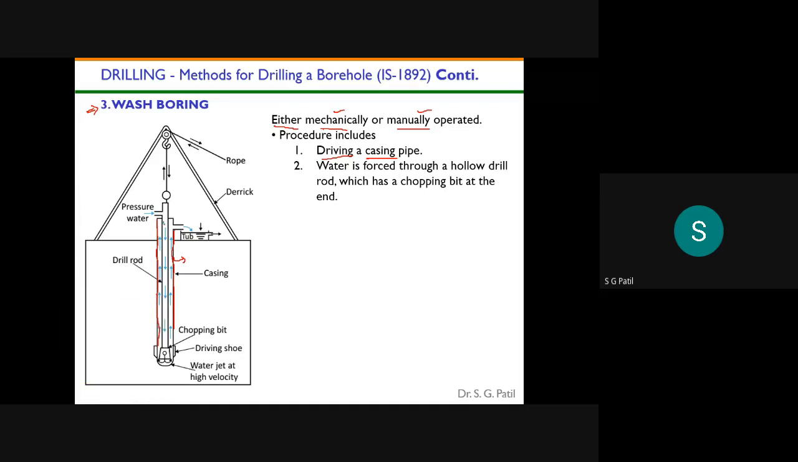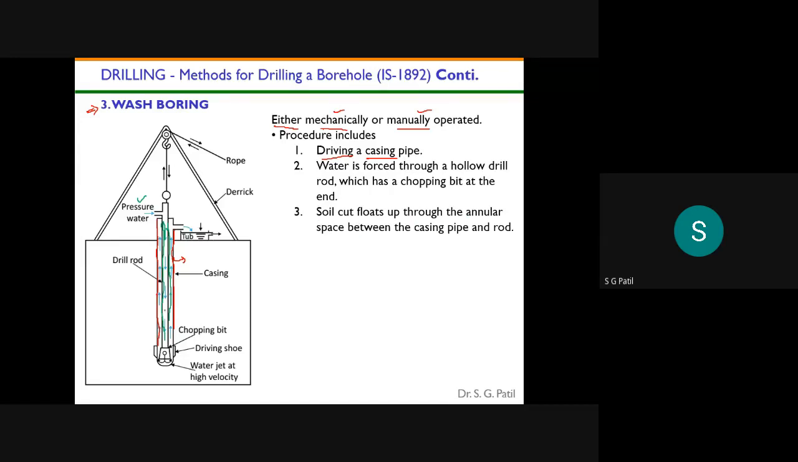So this is my drill rod. This drill rod will have a hollow portion, through which we will send the water at high pressure. Then what will happen? The soil cuttings float up through the annular space.